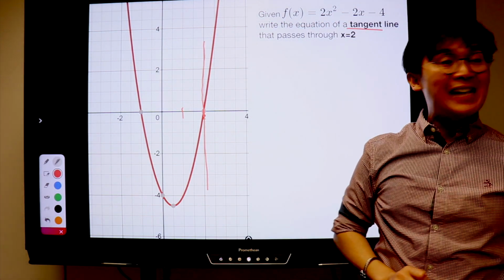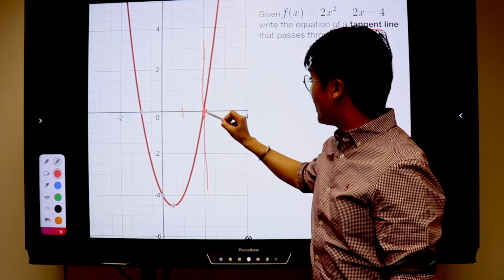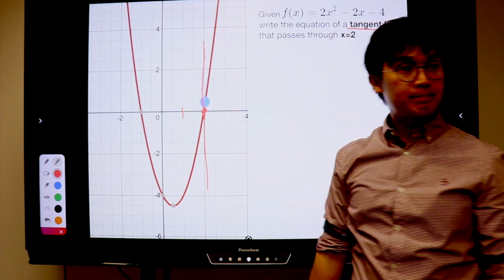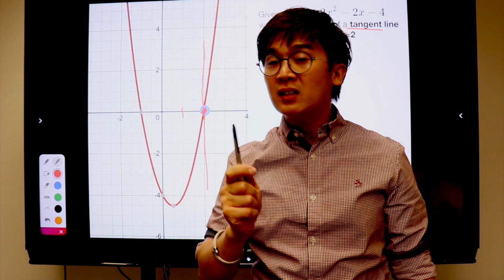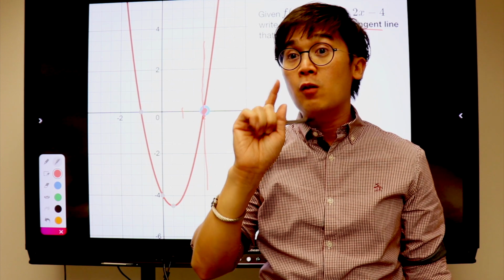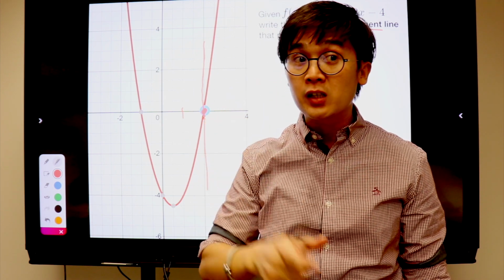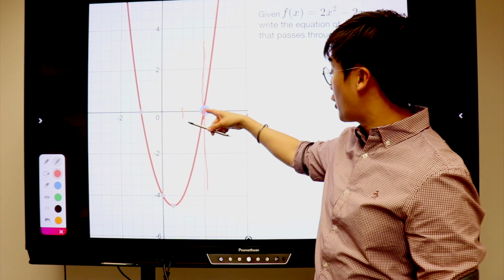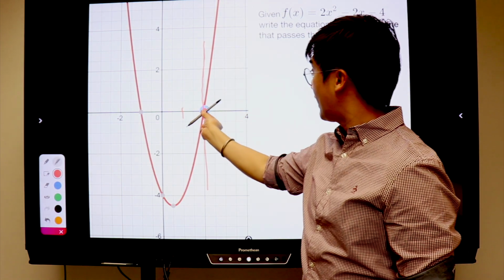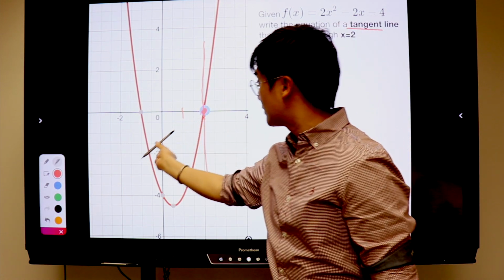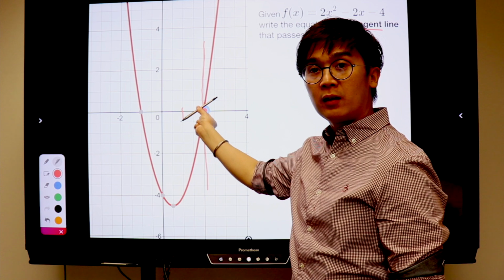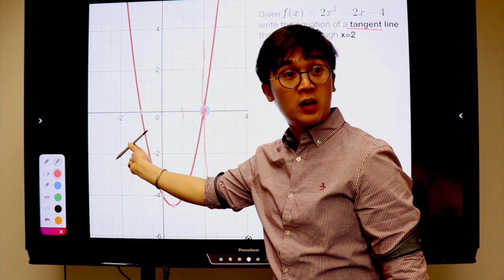And we need to produce a tangent line somewhere here on this point right here. And a tangent line only touches the function one time. It cannot touch the function twice. So if this is your point, can I have a line that looks like this? No. Why not? Because it will touch the function twice.